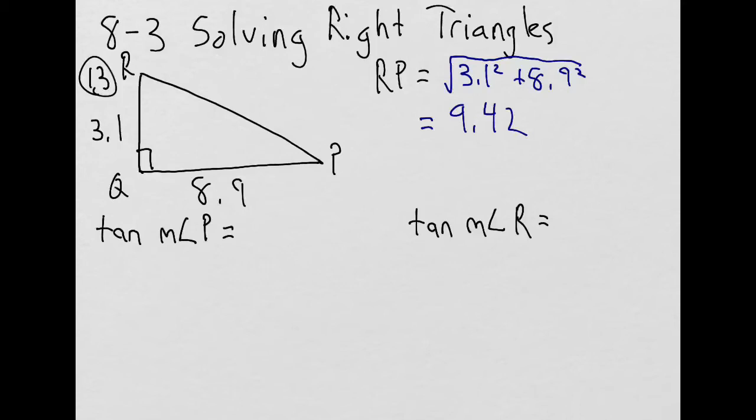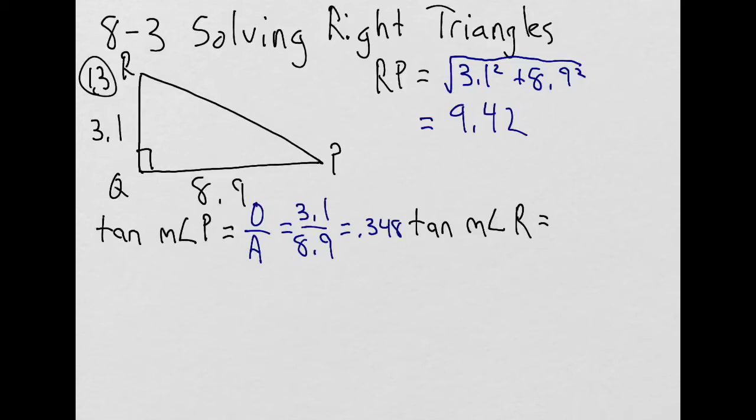Why did I choose tangent? If I'm thinking about P, the two sides I have are the 3.1, which is opposite it, and the 8.9, which is adjacent. Tangent is always opposite over adjacent, which in this case is 3.1 over 8.9. I can divide those two to get about 0.348.